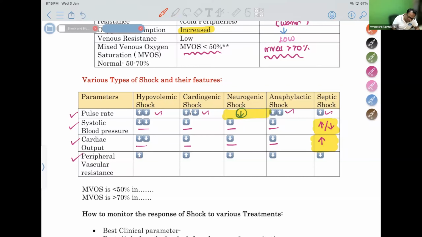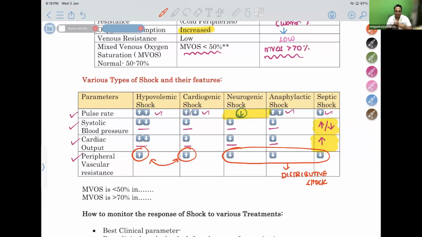Peripheral vascular resistance is increased in hypovolemic shock. It is decreased in all the types of distributive shock. Cardiogenic shock behaves more or less like a hemorrhagic shock. Distributive shock includes neurogenic, anaphylactic, and septic. In all the cases, there is peripheral vasodilatation. Because vasodilatation happens, the blood is redistributed. Please understand it: vasodilatation causes blood redistribution.